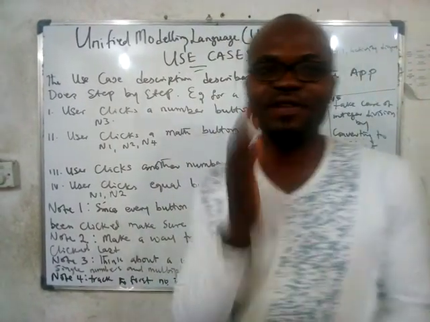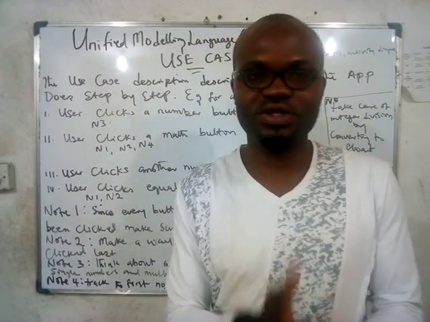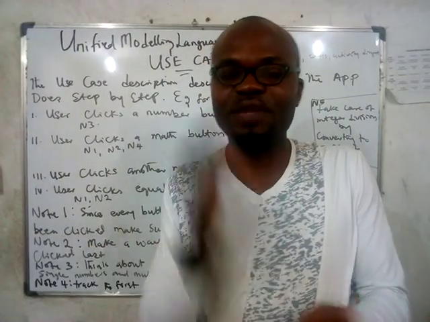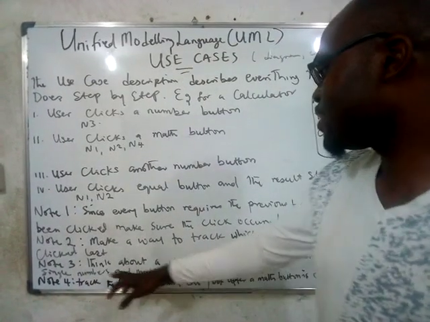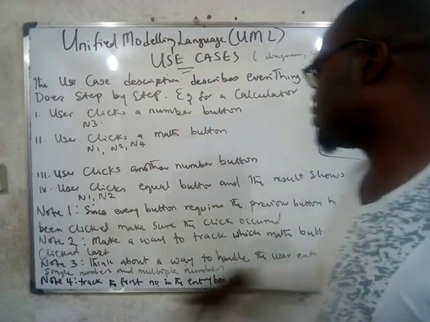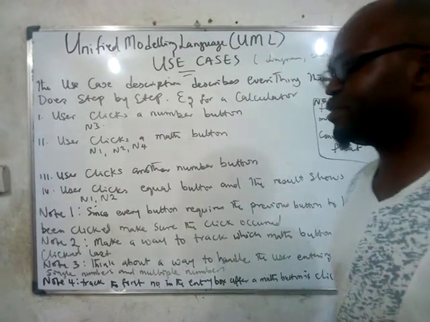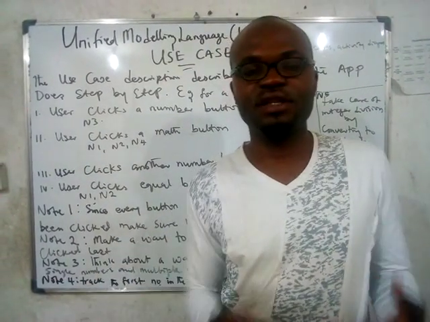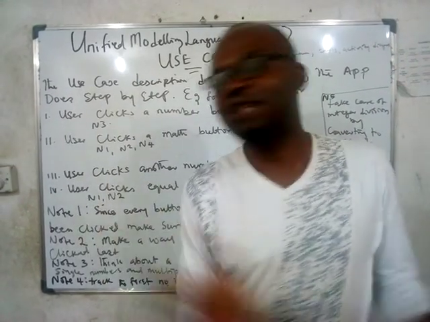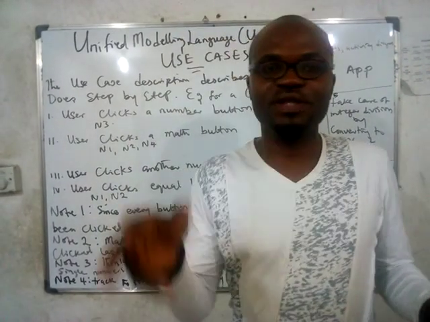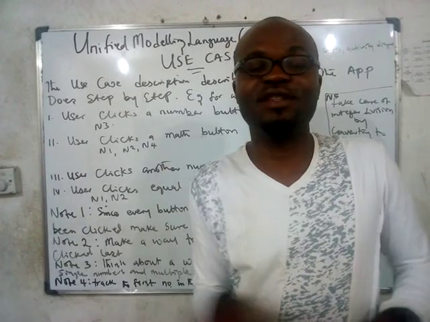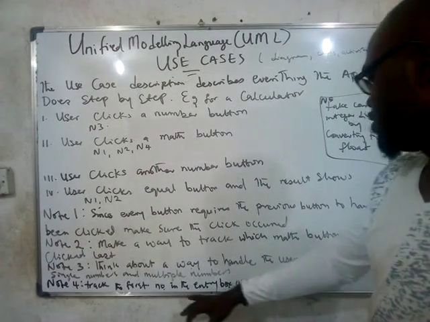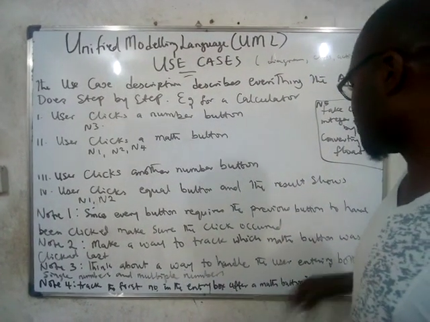In order for you to have a mathematical operation done, you have to let the software know the math that you want, whether it's plus or minus or anything. Number 3, think about a way to handle the user entering both single numbers and multiple numbers. Make sure you have a way of entering 100 instead of 10 and 0. Let it be 100. If you want to enter 1, 2, 3, let it be 123 instead of 1, 2, and 3. Number 4, track the first number in the entry after the math function is clicked.